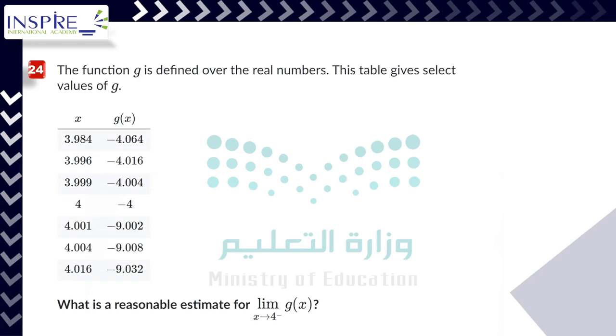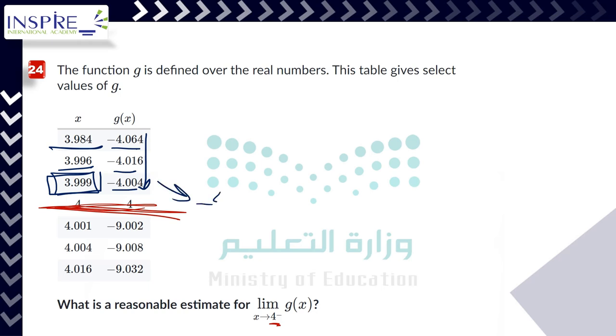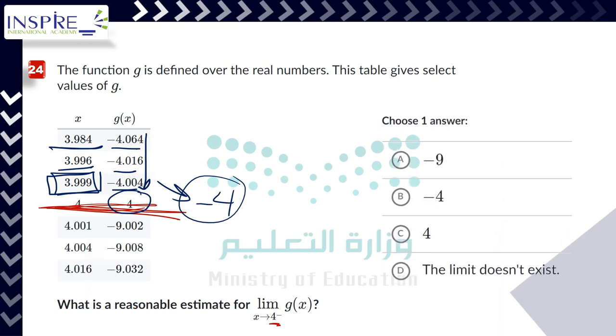Next question, we have this table and it's asking about 4 from the left side. So this is 4, we need it from the left side. Of course, I don't care about the value of the function at 4. But where's the left side? Left side means numbers smaller than 4. 3.9 is smaller than 4. And we're getting closer to 4, and this is the closest number. What about the value of the function? Negative 4.0, negative 4.00, it's heading to negative 4. So the answer is negative 4. Not because the value of the function at 4 is negative 4, not because of that. It's because we are heading to negative 4. Okay? So it will be negative 4.